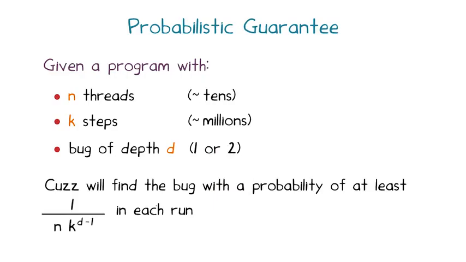More significantly, this is a worst case guarantee, and as we shall see shortly, Cuz does even better in practice, in that it finds concurrency bugs with far fewer runs than what is predicted by this guarantee. First, let's look at a sketch of the proof of this probabilistic guarantee.